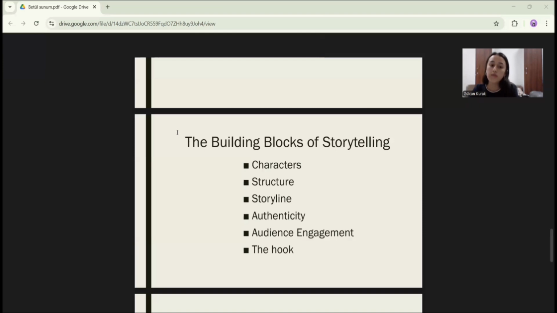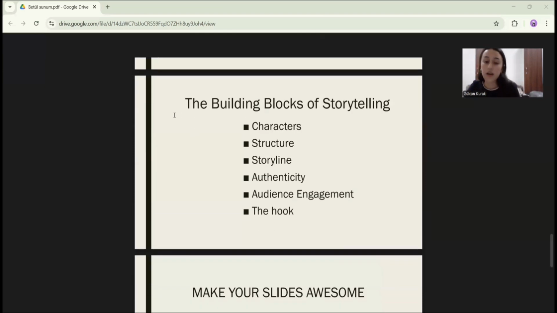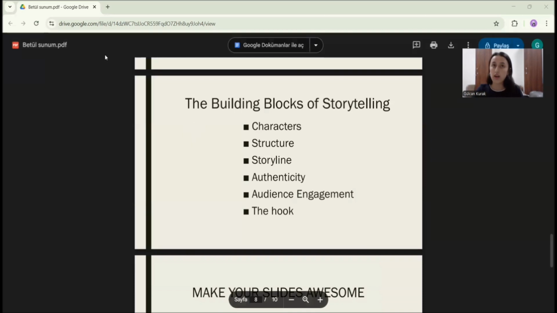As you know, every story has a main character, and structure is also an important one for this. It should be easy to follow. For example, as I said before, it should be a three-act structure. You can use it. This storyline is also important because it should follow the steps, follow an order actually.